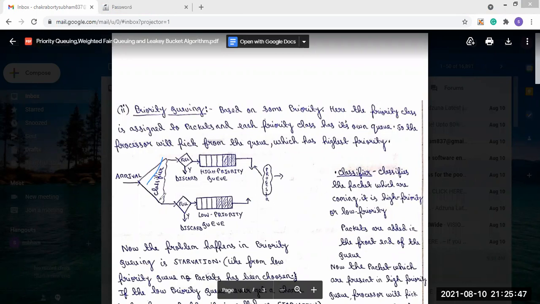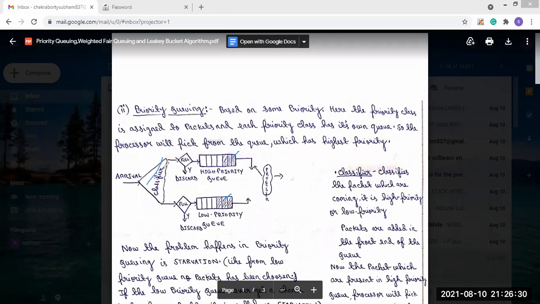So there should be several queues present, and the priority is given. In this example, I have taken two queues: this queue and this queue. One queue has the highest priority and the other has low priority. So after arrival of the packet, the classifier classifies the packet according to the priority, whether it is highest priority or lowest priority.